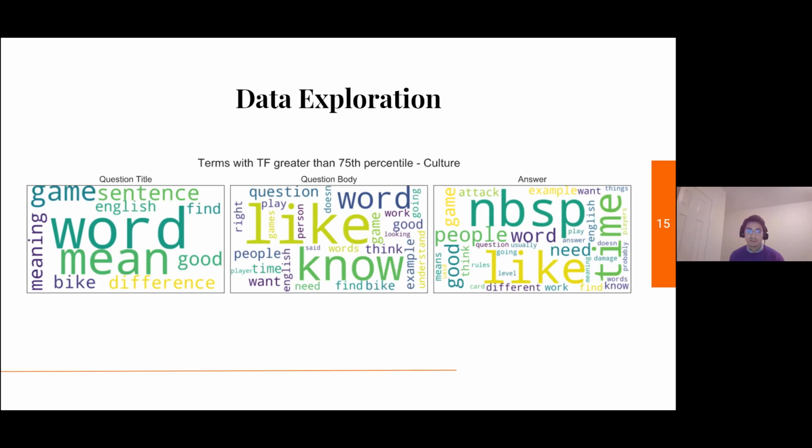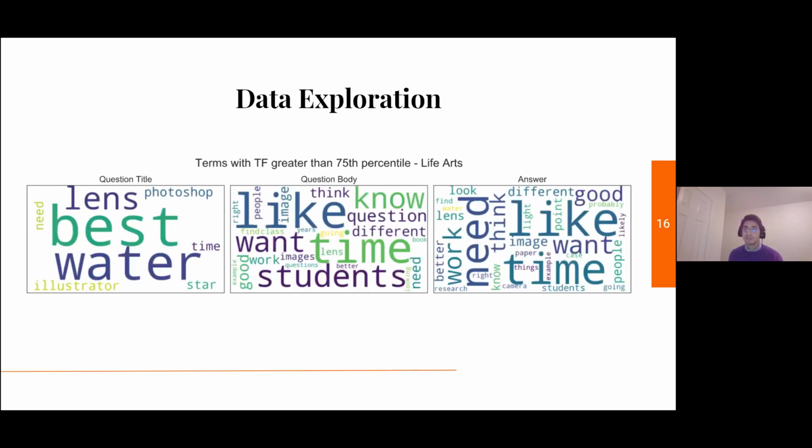So what you're looking at here is the most common words in culture in the title, body, and answer. You can see there are similar tokens like word that exist across title, body, and answer. No exists in body and answer, and so on. Also, you can see that there seem to be domain-specific words here as well. So English is here in culture, as well as question, usually, and so on. And you can see this trend across the different categories.